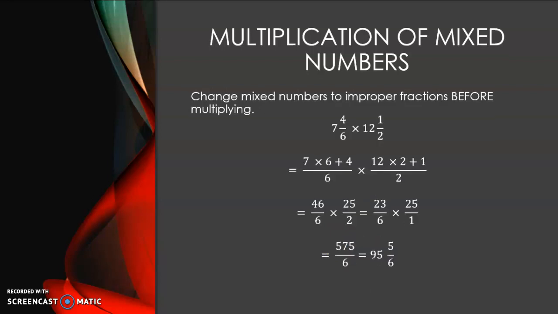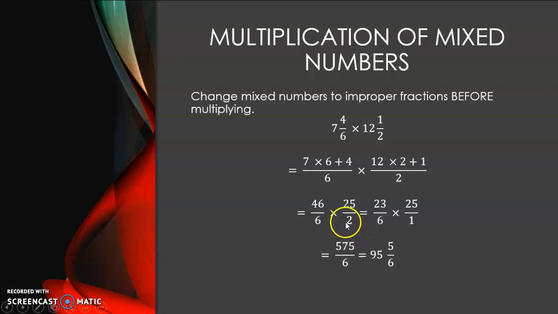Let's look at another example. 7 and 4 sixths times 12 and a half. I took my whole number, I multiplied it with my denominator, and I added my numerator, and my denominators remained the same. 7 times 6 is 42, plus my 4 is 46 over 6. 12 times 2 is 24, plus 1 is 25.